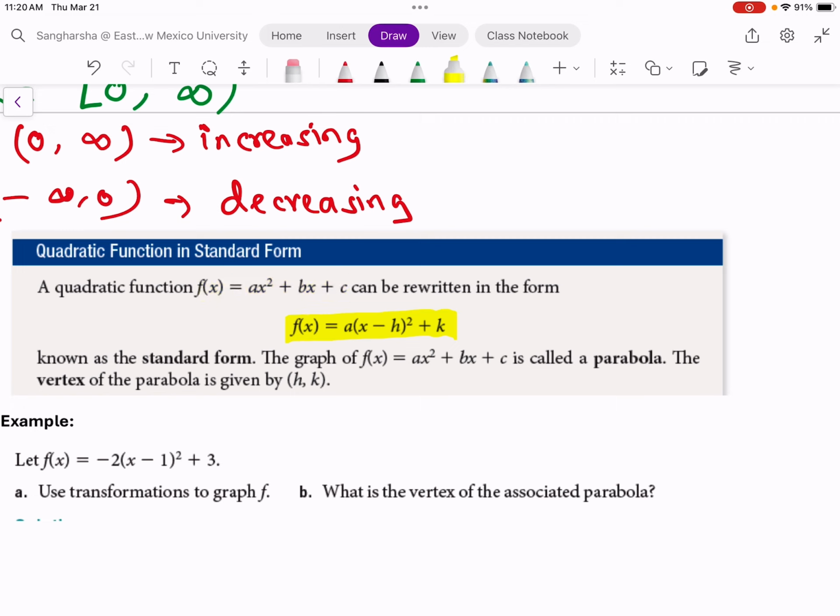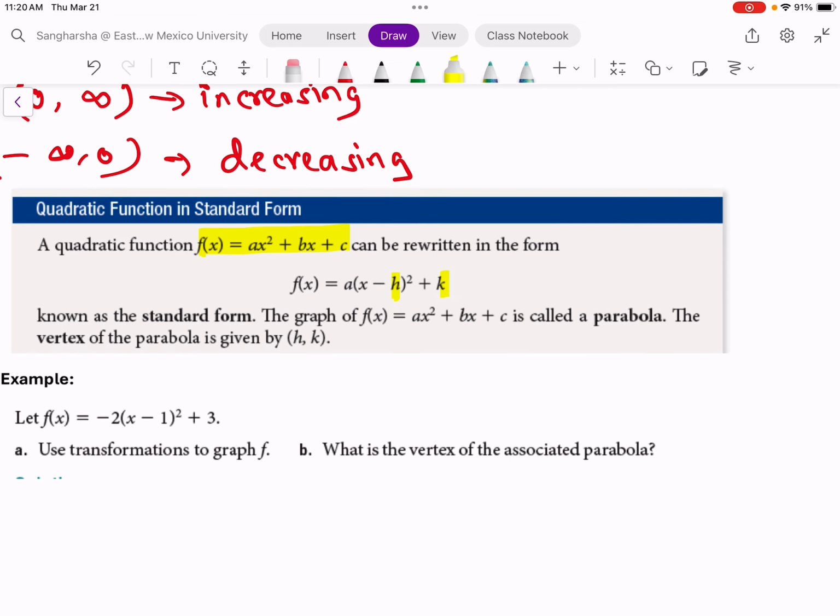We can rewrite the same quadratic function in this form: f of x equals a times x minus h, where h is some number, squared plus k. We can always write these two as the same. They are only in a different form, but they are the same function. They have the same graph. They are exactly the same; the only difference is that they are in a different form.